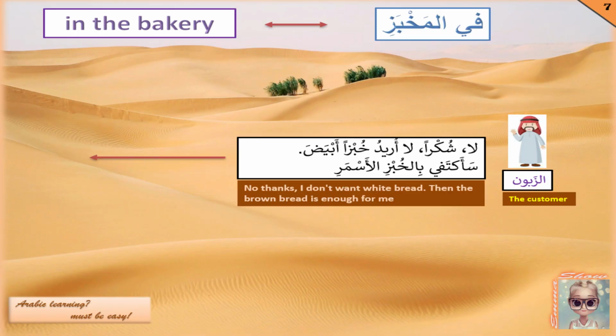Yes. Then the customer answers لا شكرا، لا أريد خبزا أبيض، سأكتفي بالخبز الأسمر. Means no thanks, I don't want white bread. The brown bread is enough for me. Yes, exactly. Why doesn't he buy white bread?